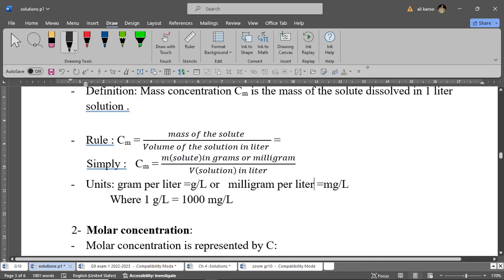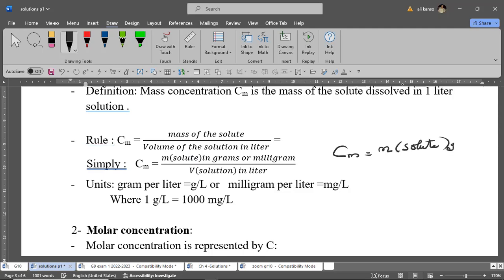Simply C mass: directly you can write M of the solute, that must be in grams, divided by V of the solution, that must be in liters.